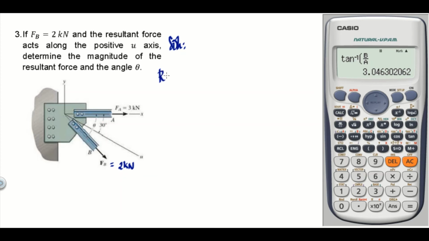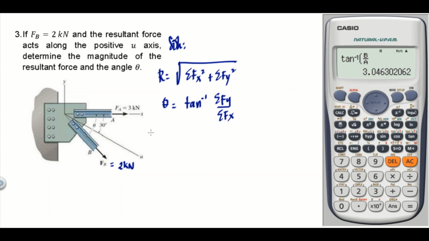So, R is equal to the square root of summation of forces along X squared plus summation of forces along Y squared. Okay, then theta is equal to the inverse tangent of summation of force along Y over summation of force along X. Okay?